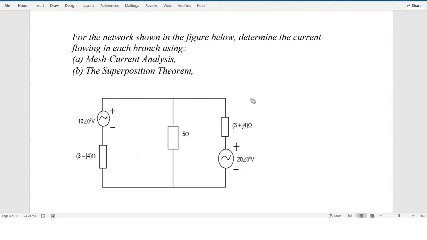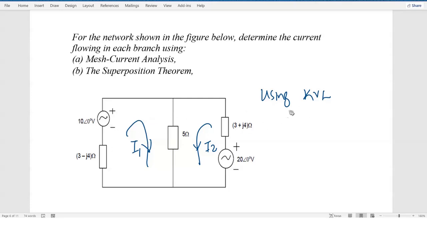So let's go ahead and use mesh analysis. This is what we are going to begin with, mesh analysis. Let's assume we have a mesh current I1 and a mesh current I2 in this branch. So using KVL, you know KVL states that any potential voltage drops within a closed loop will always sum to 0.